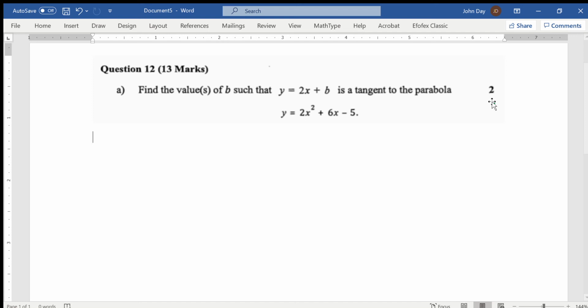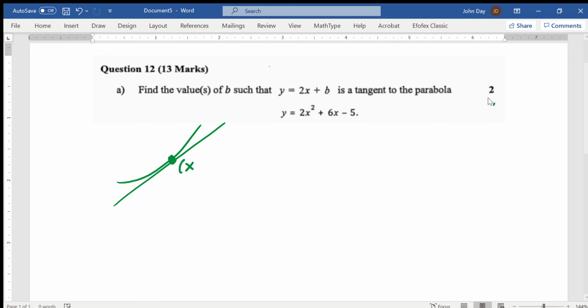Okay, we want to find the values of b such that the line y equals 2x plus b is a tangent to the parabola y equals 2x squared plus 6x minus 5. So we've got to remember at a particular point somewhere, there's your line, there's your parabola, and there's your tangent, and they have the same coordinates at that particular point.